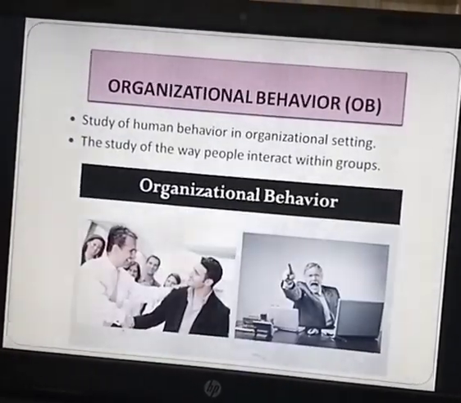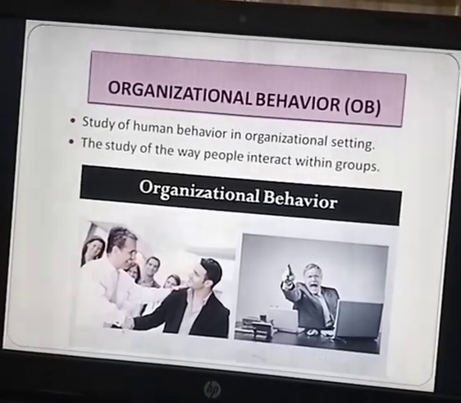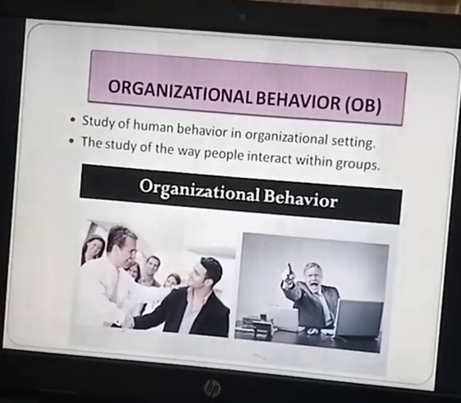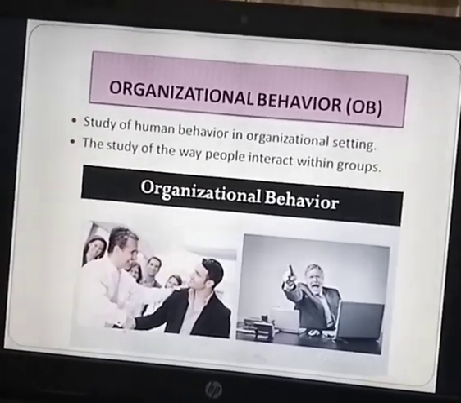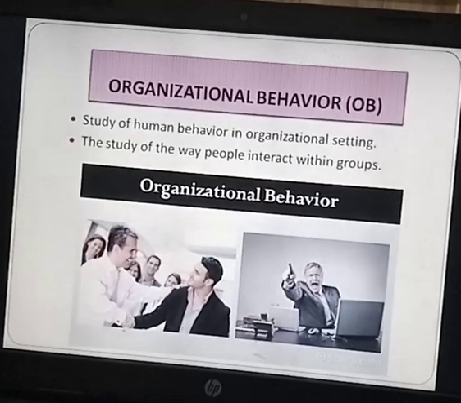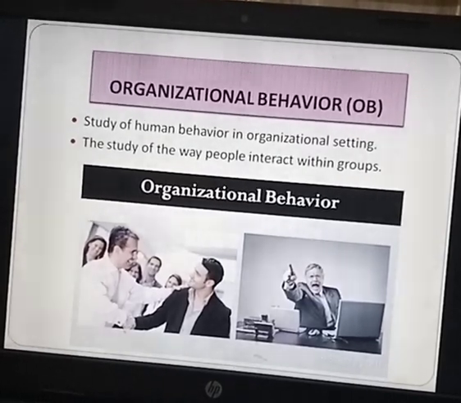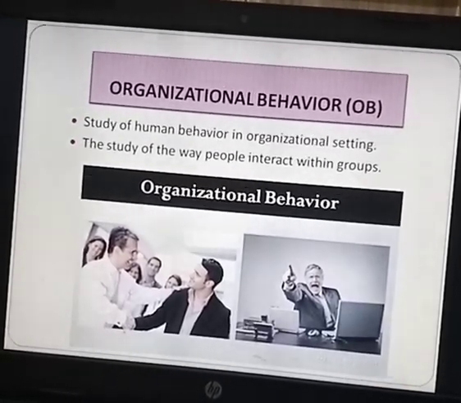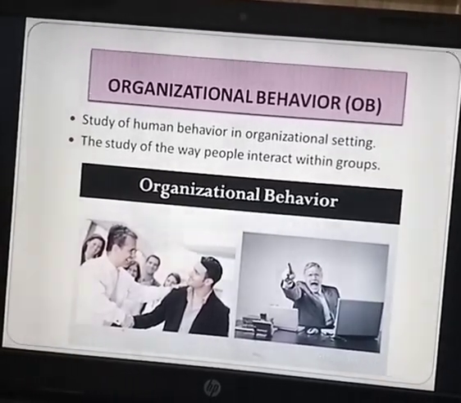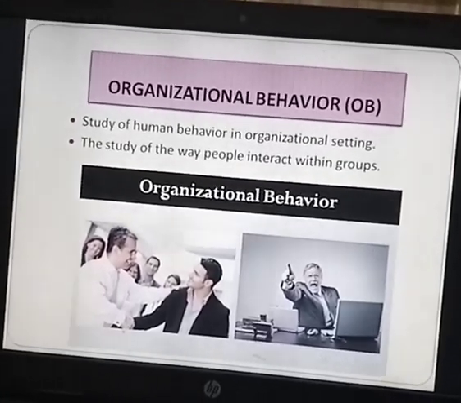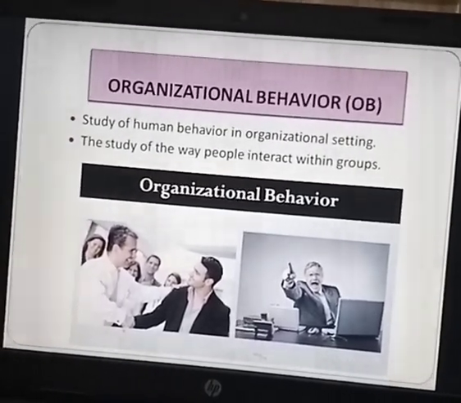First of all, dear students, have a look at organizational behavior. As you know well, in the brackets is written OB, O for organizational and B for behavior. We can say that OB is the abbreviation of organizational behavior. In simple sense, what is it? We have to learn about the study of human behavior in an organizational setting and the study of the way people interact within groups. When people interact within groups, or with individuals, or with the community, or when a boss or a leader interacts with the employees or followers, all of it is discussed in organizational behavior.